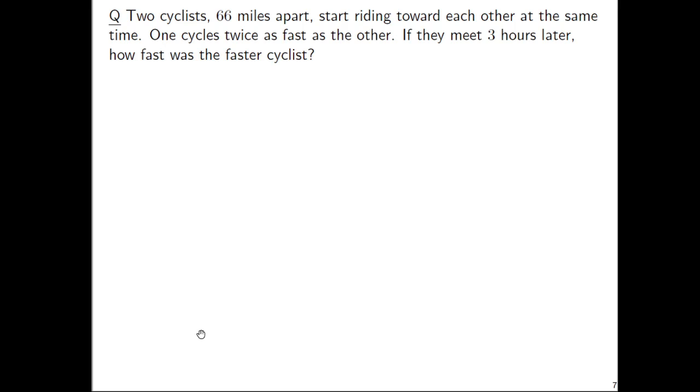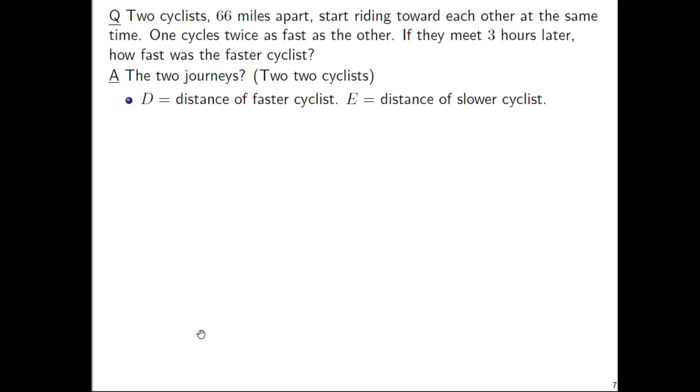So let's dig into an example. Two cyclists 66 miles apart start riding toward each other at the same time. One cycles twice as fast as the other. If they meet 3 hours later, how fast was the faster cyclist? So what are the two journeys? It's the two cyclists. There's cyclist number one and cyclist number two. One was faster than the other.